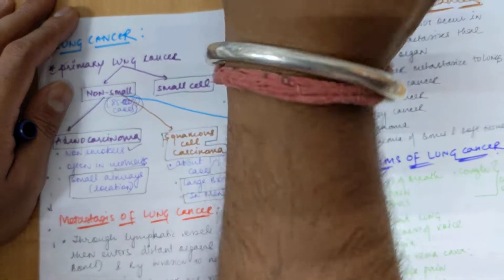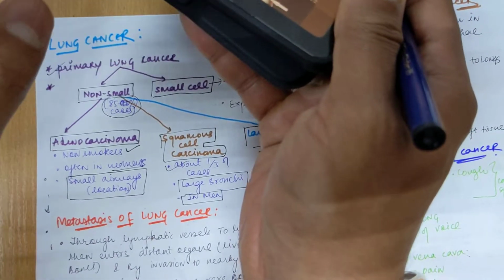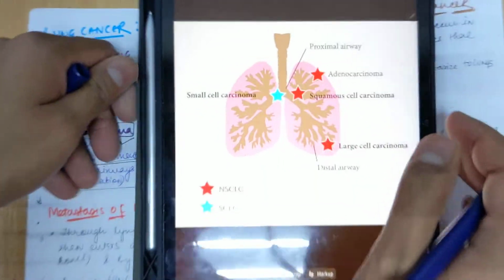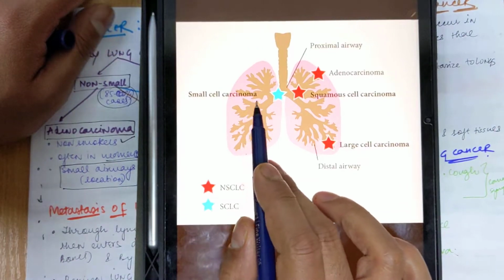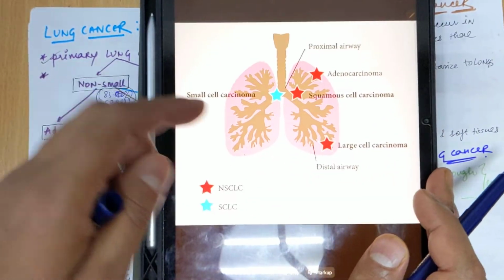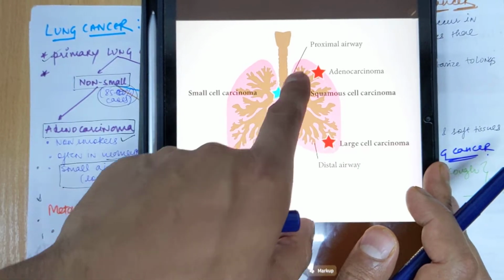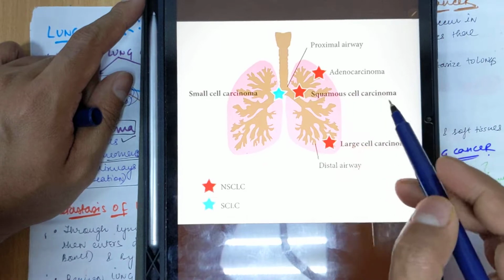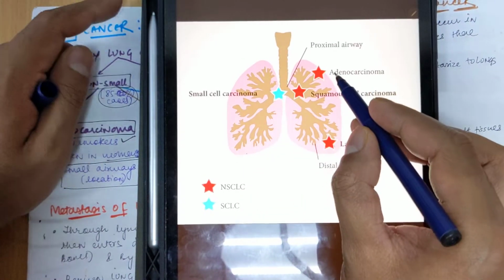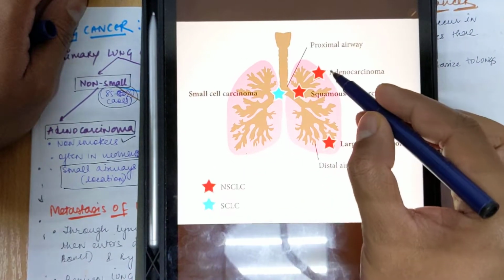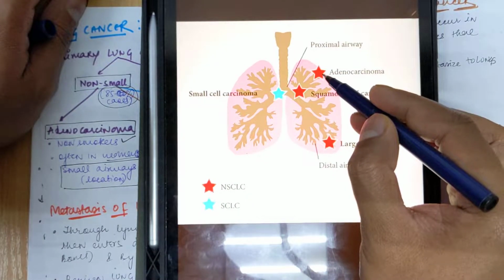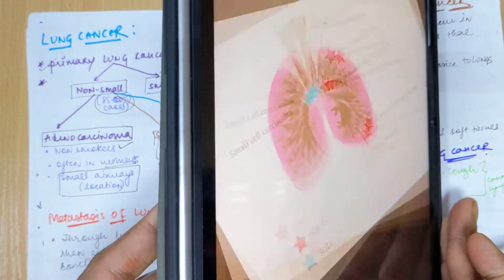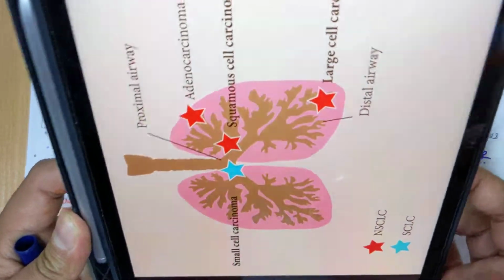Okay, in this image I showed you the location. As I told you, small cell carcinoma is located in the large bronchi. This is a large bronchus, the primary bronchus from the trachea. You can see the trachea and the primary right and left. Adenocarcinoma, as I told you, is in the small airways, meaning the distal part, and squamous cell carcinoma is present in the large bronchi.